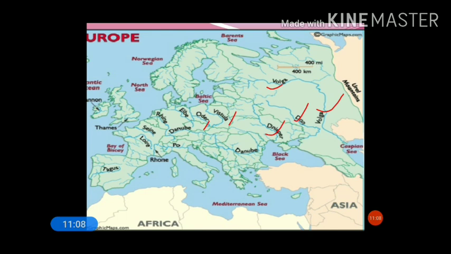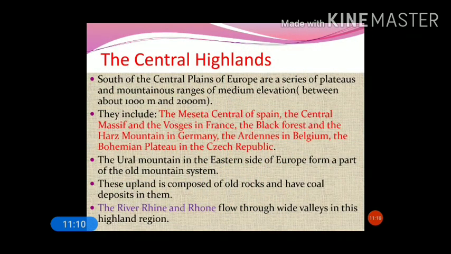Now the Central Highlands. South of the central plains of Europe are a series of plateaus and mountain systems, or you can say mountain ranges of medium elevation, that is about 1000 meter to 2000 meter. So just below the central plain, there is a series of plateaus which attain a height of 1000 meter to 2000 meter. Now those plateaus include the Meseta plain.